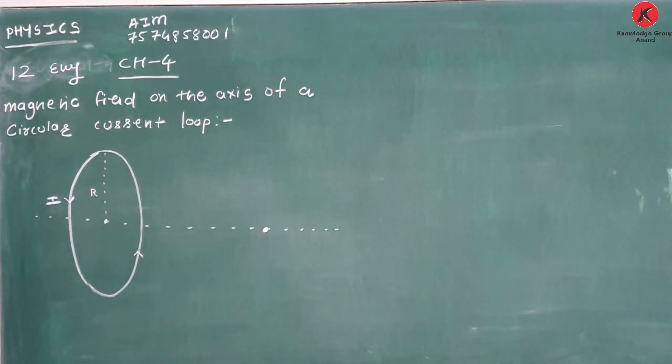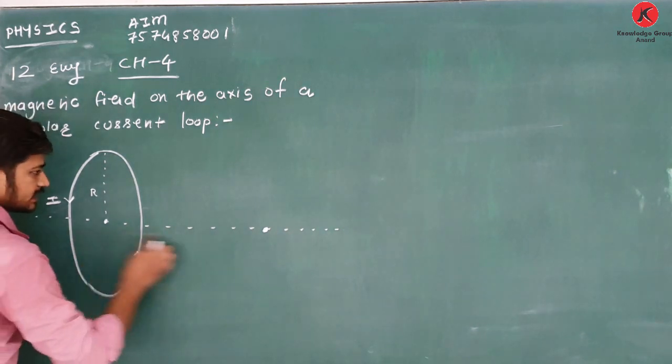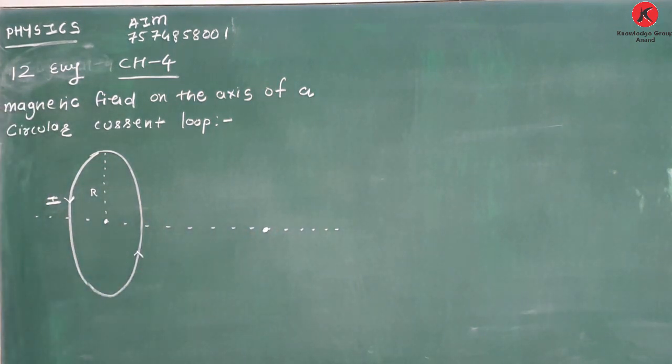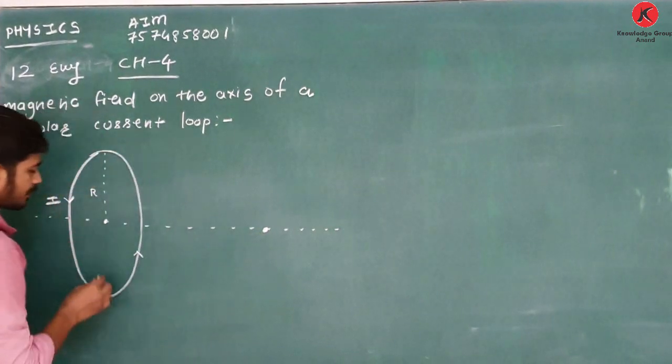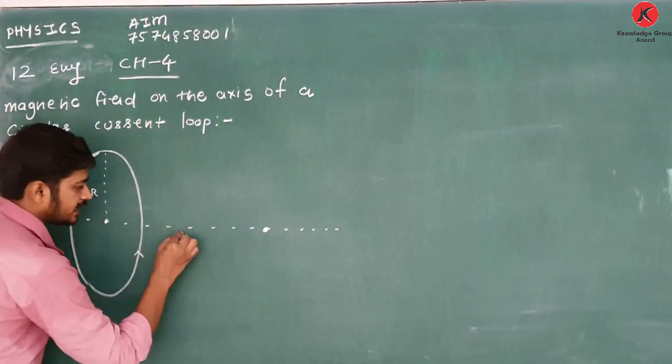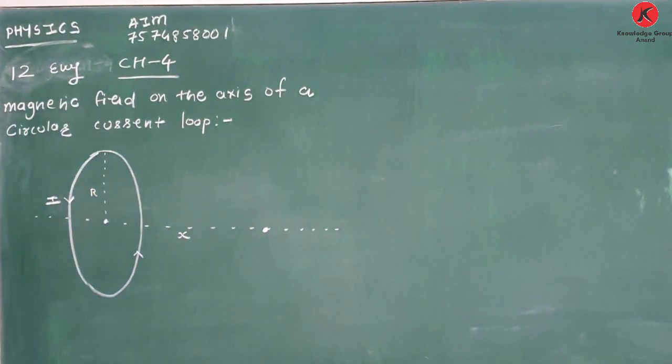So now see, we have one circular current loop of radius R carrying current I. And yes, this is its axis. We want to find the magnetic field at this point, whose distance from the center O is x. So this is your question.